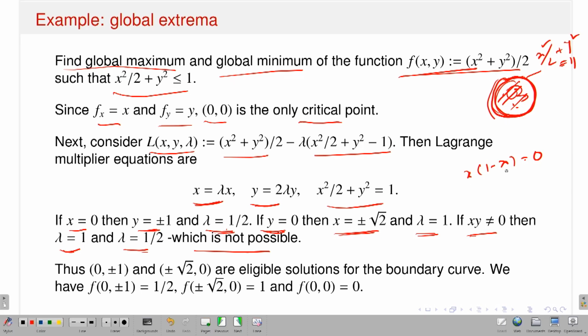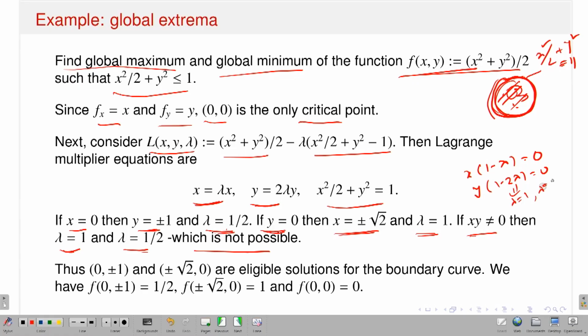So that means what I will have, this is y is equal to 1 minus 2 lambda is equal to 0. So if xy is non-zero, that means x is non-zero, y is non-zero, then that will give you what? That means I will have lambda is equal to 1 and lambda is equal to half.